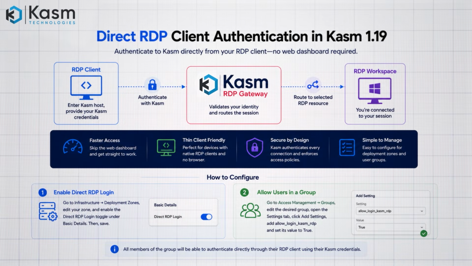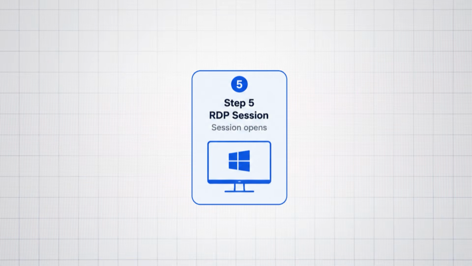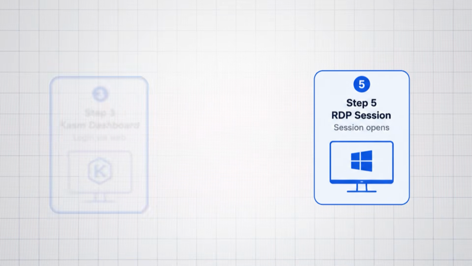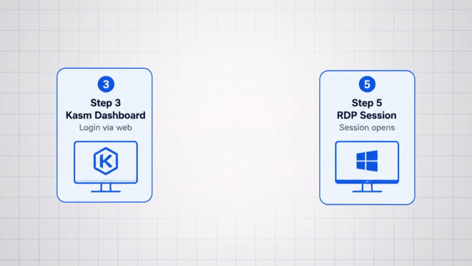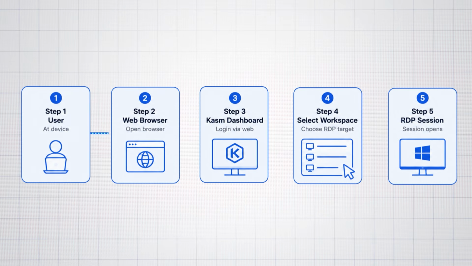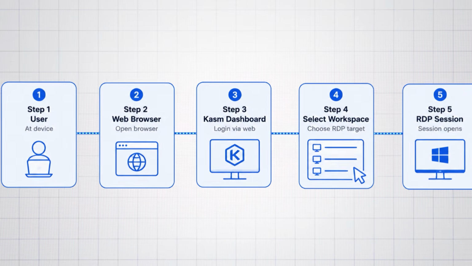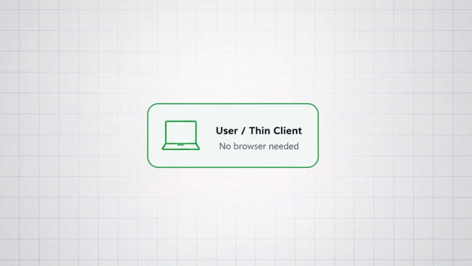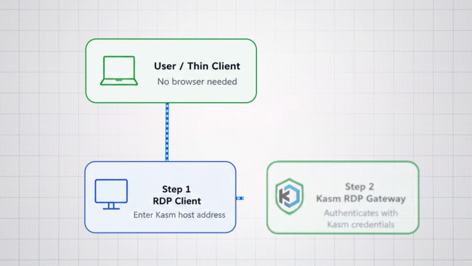To round out the release, here are several more enhancements across the platform. In 1.19, we are adding support for direct RDP client authentication in Kasm. Previously, connecting to an RDP-based session in Kasm meant logging into the Kasm web dashboard, selecting a workspace, choosing either the web-native client or an RDP client, and then launching the session from there. Starting in 1.19, users can now point their RDP clients directly at Kasm for authentication, bypassing the web dashboard entirely.